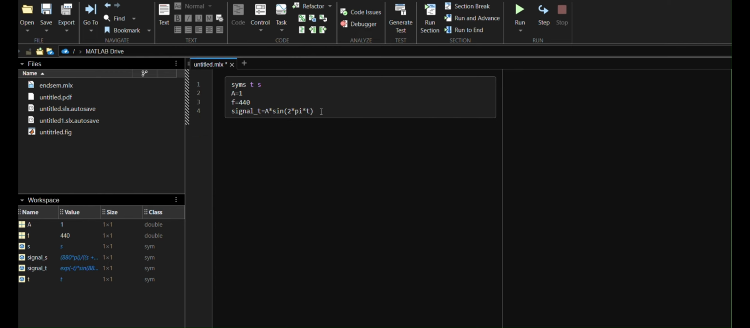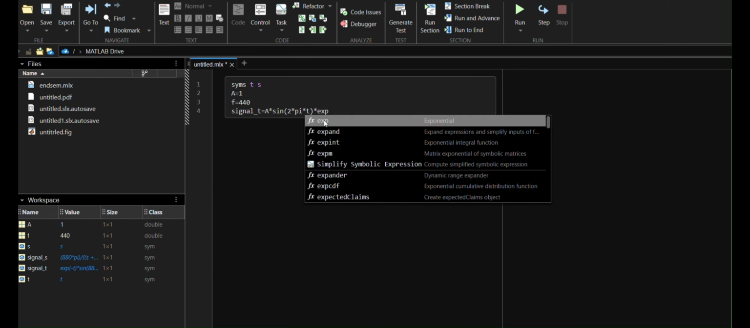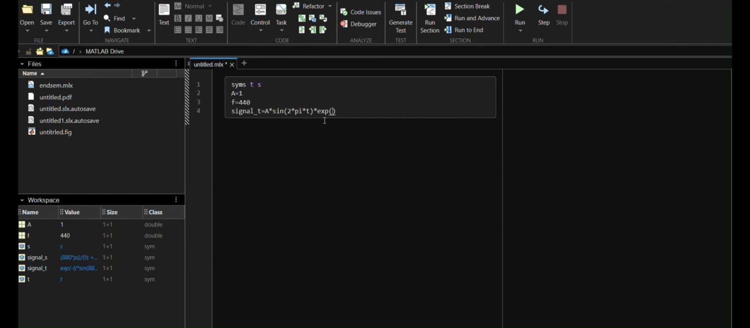And I also multiply by some function, whatever you like. I put in an exponential function, exponential of minus t or plus t. I put minus t. So now the time domain signal is produced.